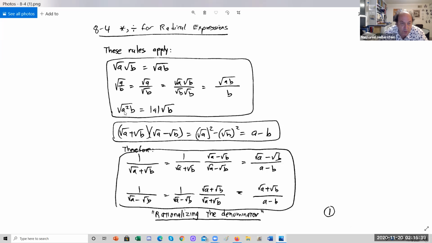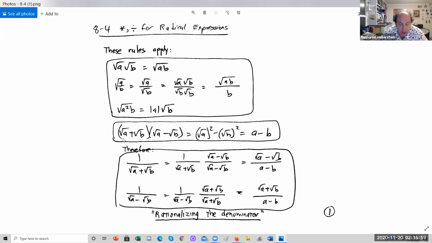If we have the square root of A squared B, then the largest square factor factors out to root A squared, which is the absolute value of A. So you can remove a square factor inside a radical. Usually we try to remove the largest square factor.